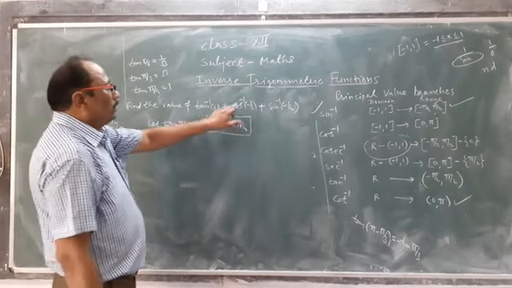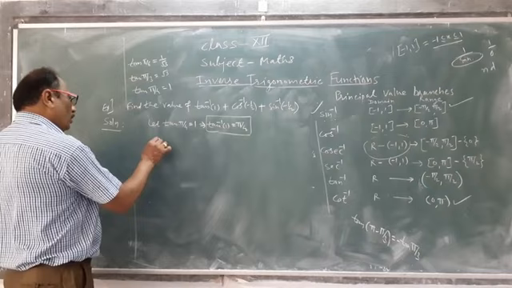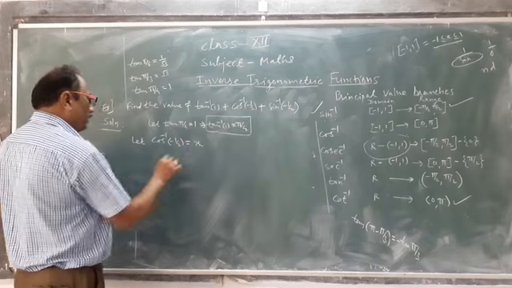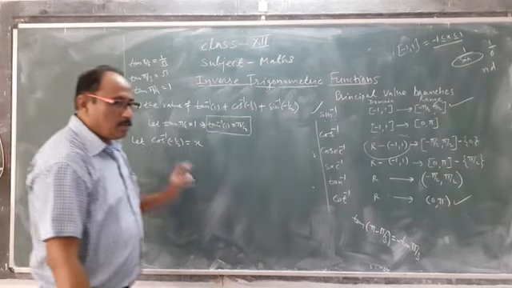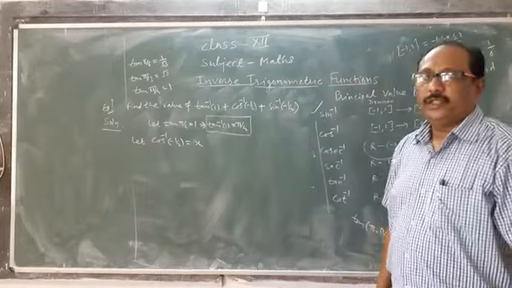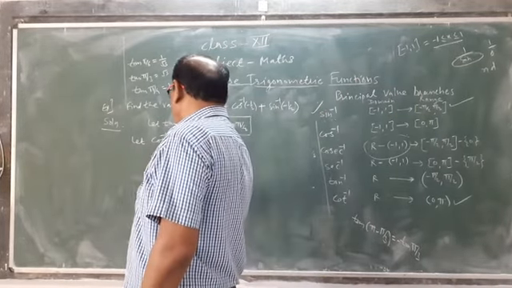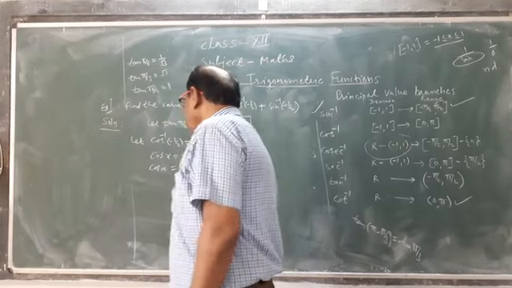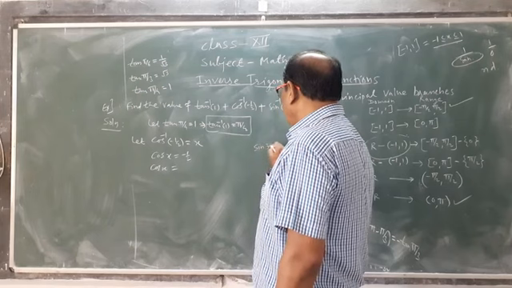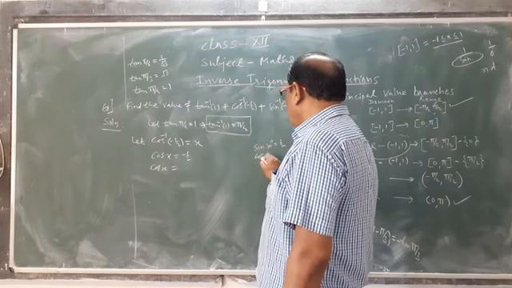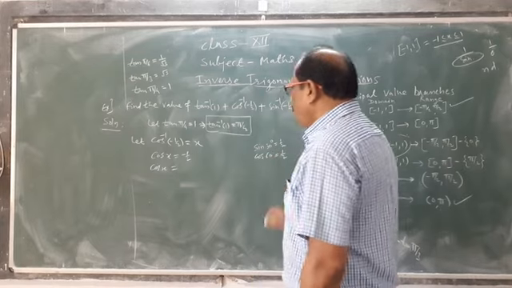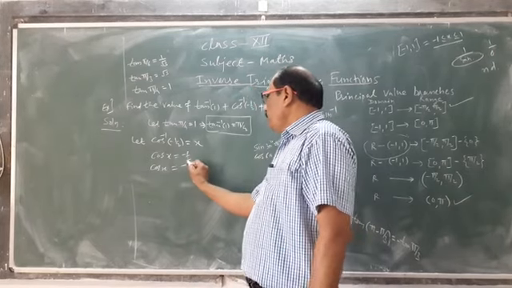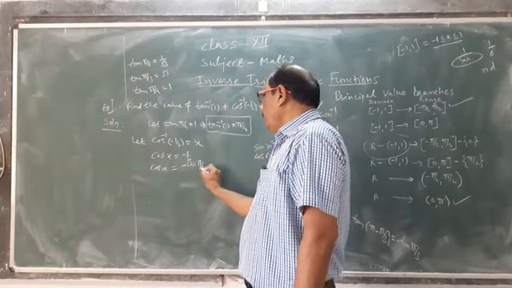Second, cos inverse of minus 1 by 2. Suppose cos inverse of minus 1 by 2 is equal to x. Then cos x is equal to minus 1 by 2. We know cos 60 is equal to 1 by 2. Therefore, minus 1 by 2 relates to cos 60, that is cos pi by 3.